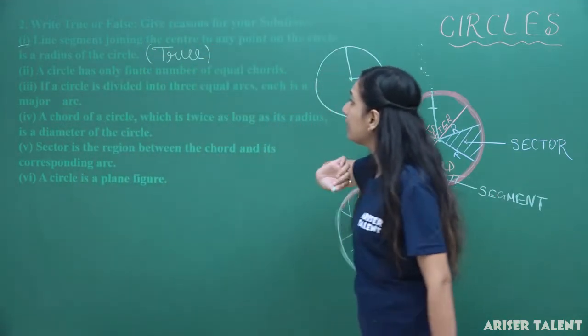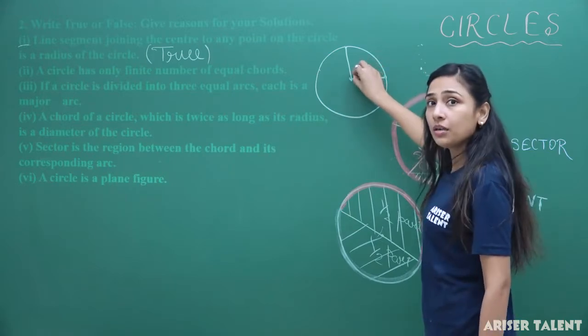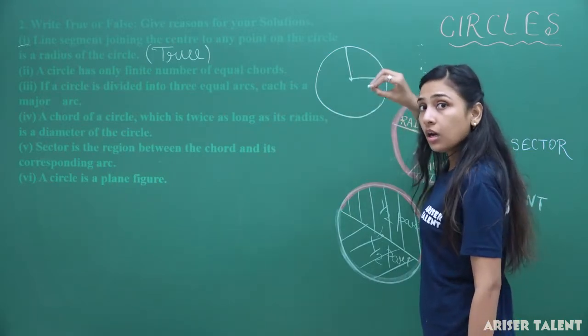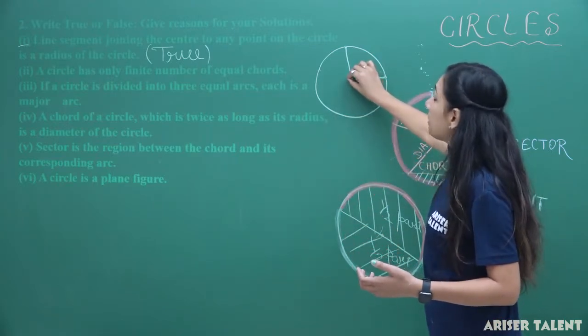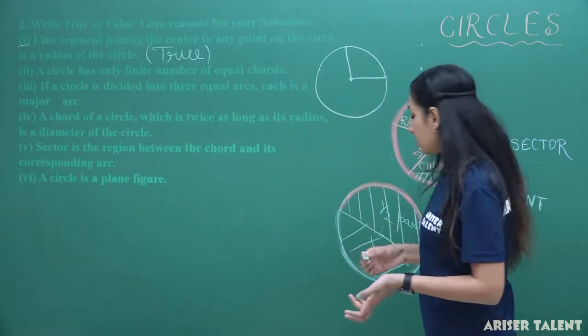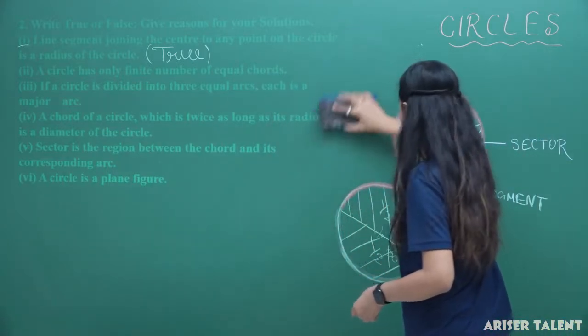It's true because these line segments, which are made by joining any point on the circle and the center, are obviously radii. Okay. So, no doubt. Next one.